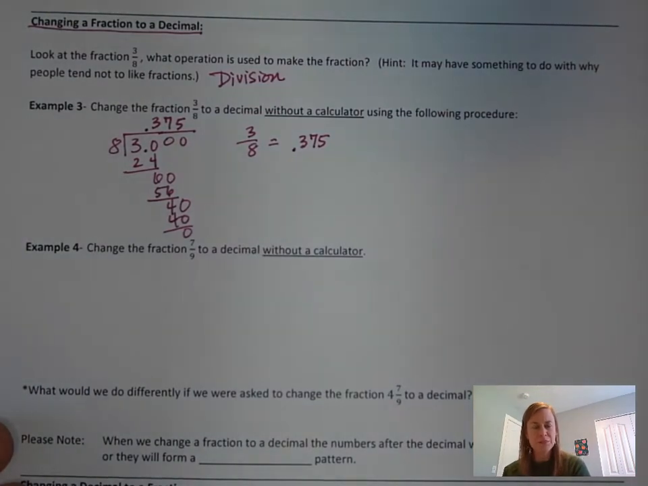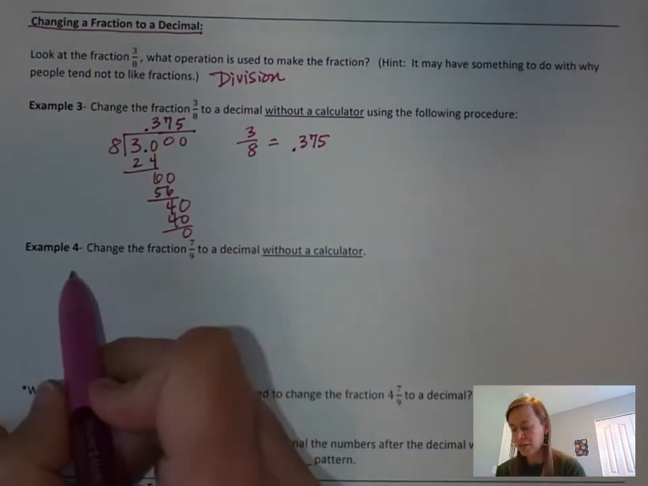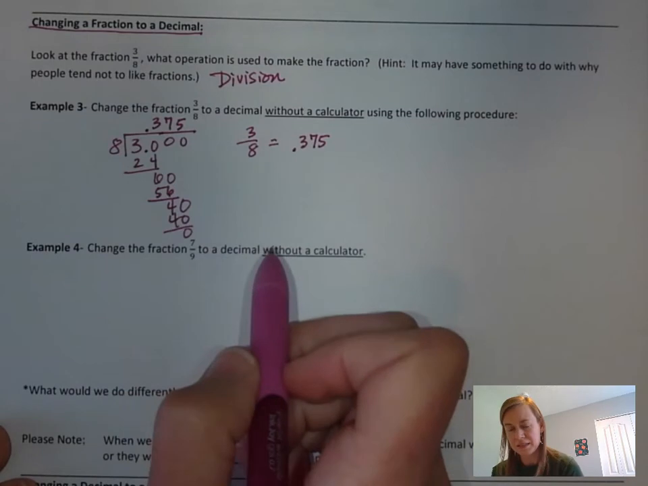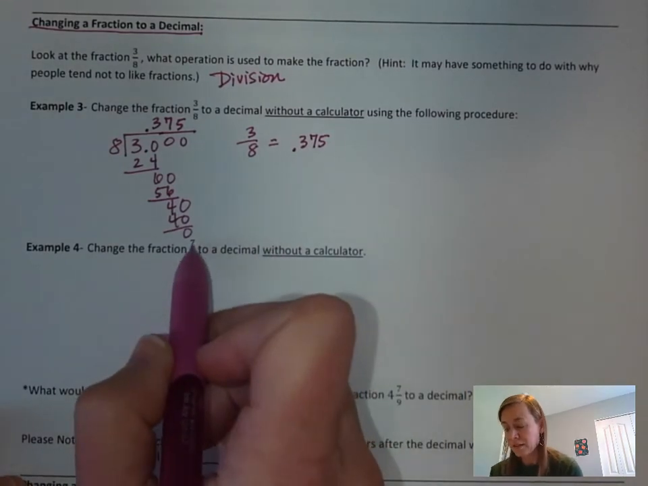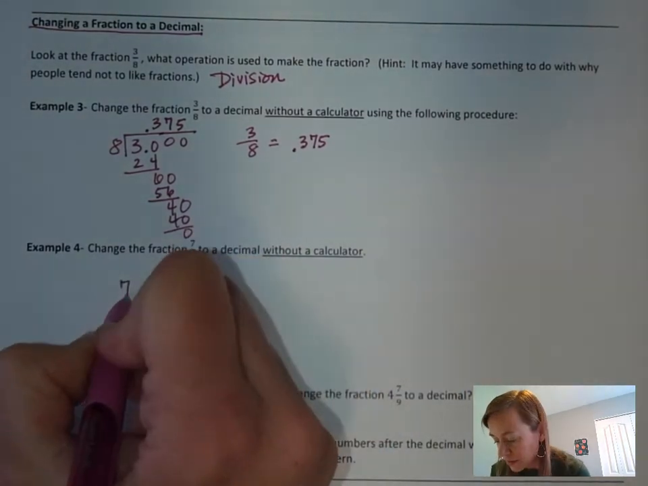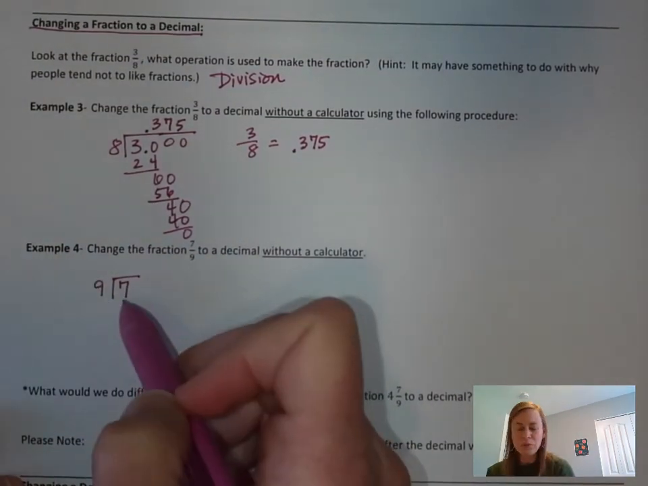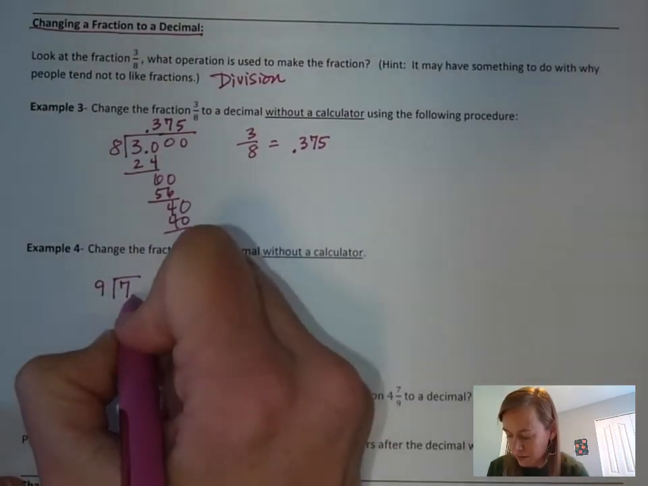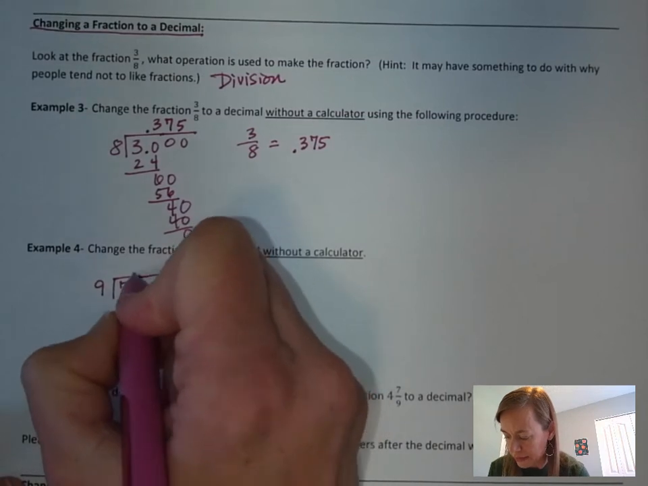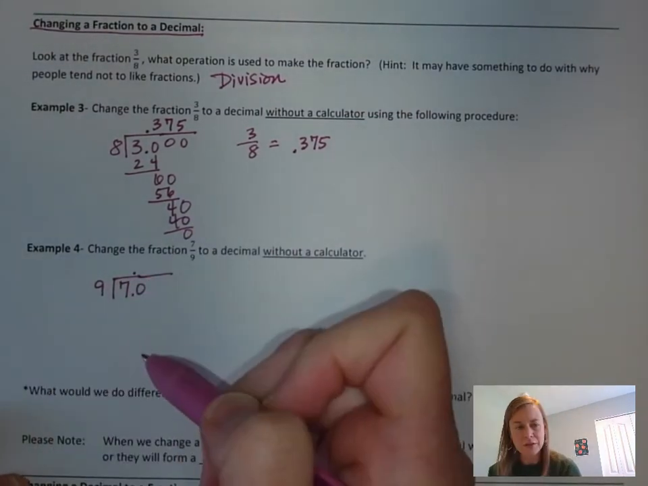Okay, now let's practice with another one. We're changing the fraction 7/9 to a decimal. So again, that's 7 divided by 9. So 7 goes inside the little thing and 9 goes on the outside. Now 9 won't fit inside 7, so we have to do the little 0. We do 0.0, right? And then the point goes on top.